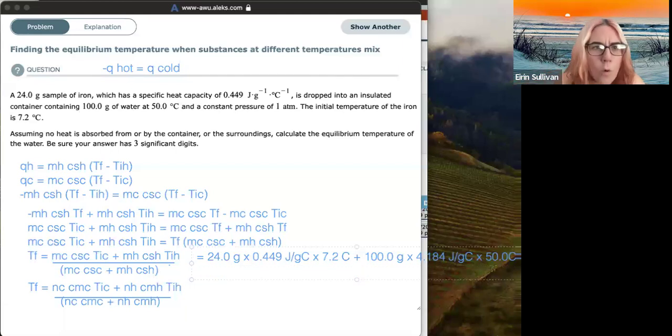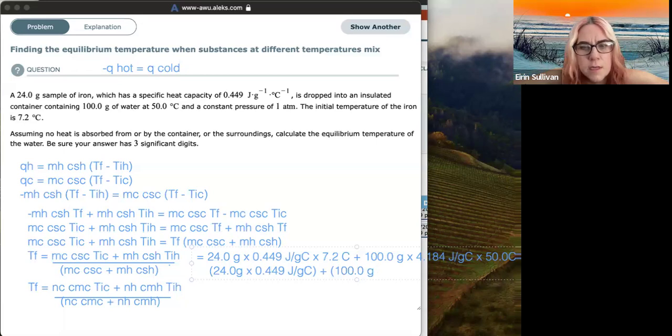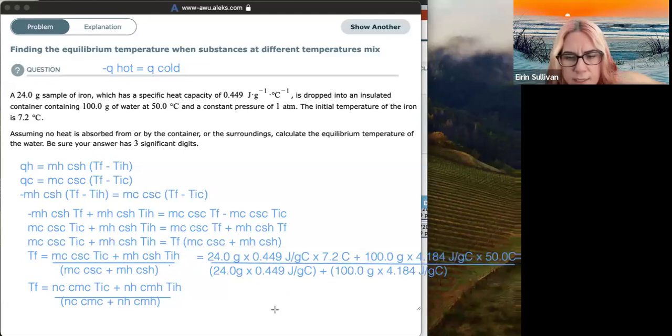And then we're going to divide all of that by the mass of the cold object. So it's 24 grams of iron times the specific heat capacity of the cold object, 0.449 joules per gram per degree Celsius. Plus, I guess I should put my parentheses in. Start as you mean to go on. The mass of the hot object, which was the water, 100 grams times 4.184 joules per gram per degree Celsius. Gonna put my line in there. All right, so this is definitely going to come out in degrees Celsius.